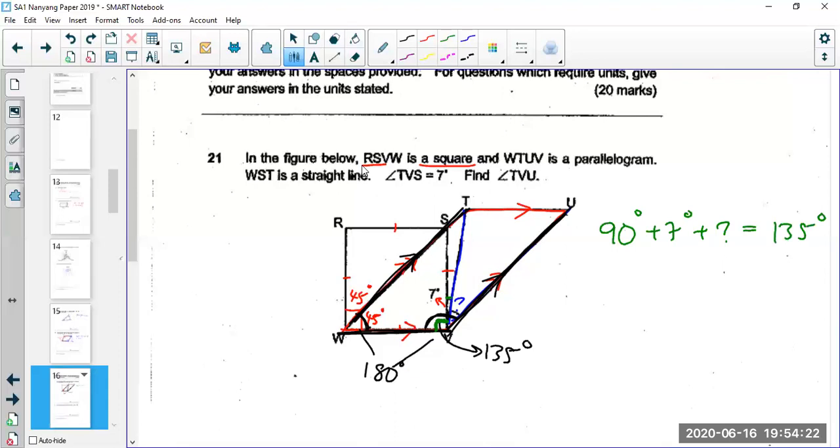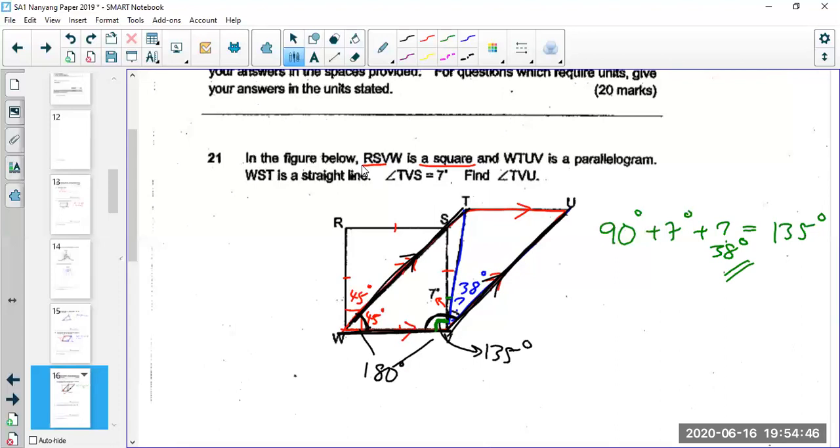Okay. So what is the question mark? You take 135 and you minus 90, right? 135 minus 90 and minus 7. And the question mark is 38 degrees. So what is angle TBU? Your angle TBU is 38 degrees over here, right? 38 degrees.